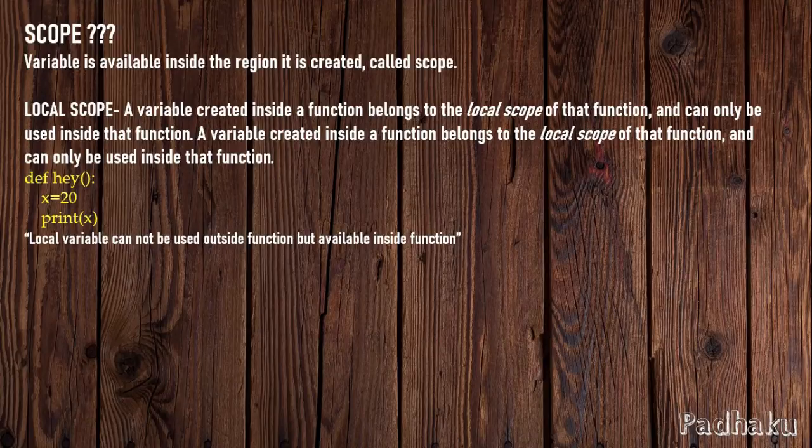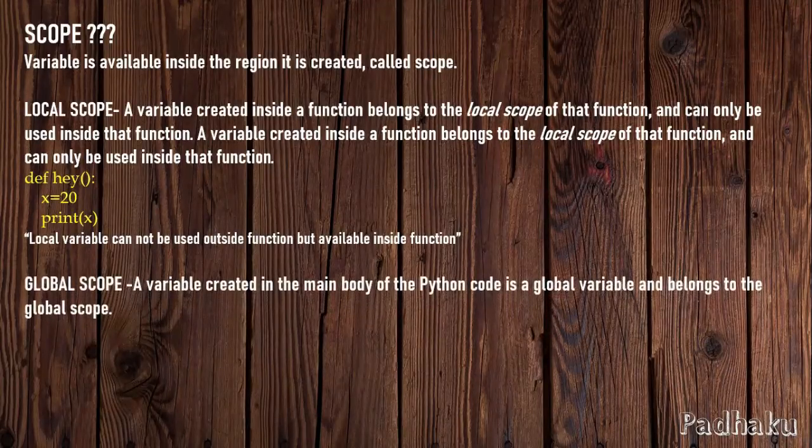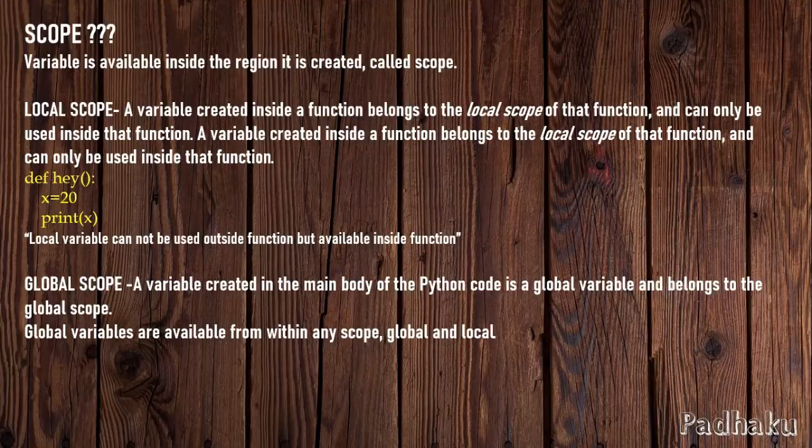The second type of scope is global scope. What is global scope? A variable created in the main body of the Python code is a global variable that belongs to the global scope. Global variables are available from within any scope. It means we can access a global variable from anywhere. We cannot access a local variable, but we can access a global variable.